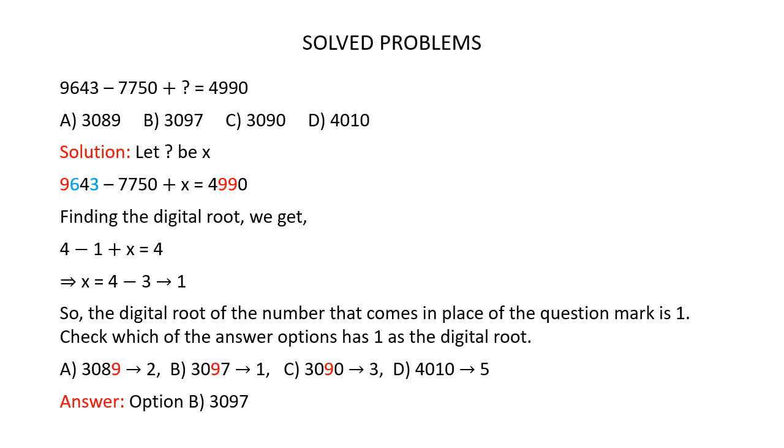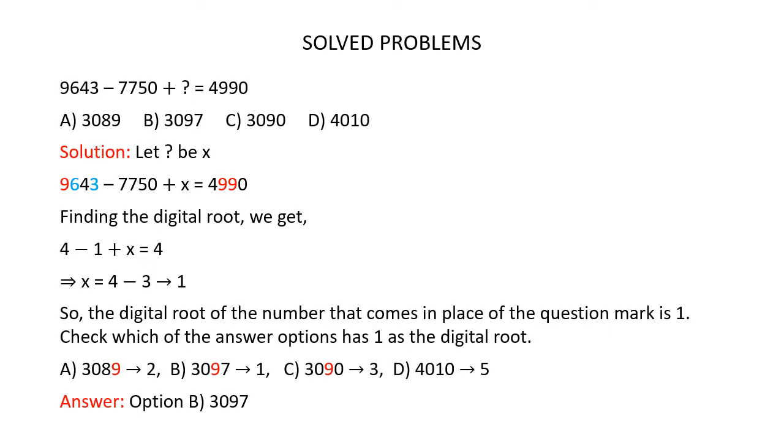Here you can ignore 9 and 9. So 4 plus 0 is 4. So the digital root of this number is 4. So now we have 4 minus 1 plus x is equal to 4. So x is equal to 4 minus 3, which is 1. So x is 1.